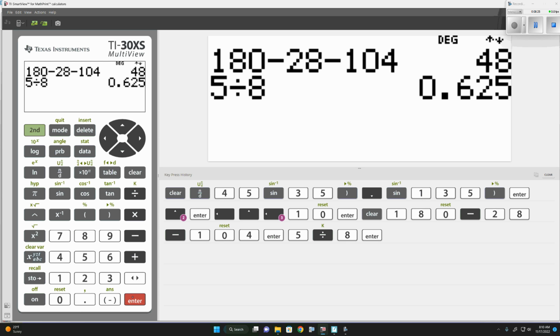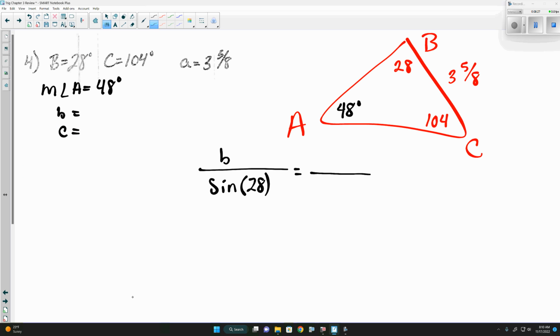So if we wanted to, 3 5/8, so 3.625, we could write it as a decimal. We've also seen that we can write it as a mixed number inside the calculator. We don't have to actually do it that way. Over sine of the angle opposite.